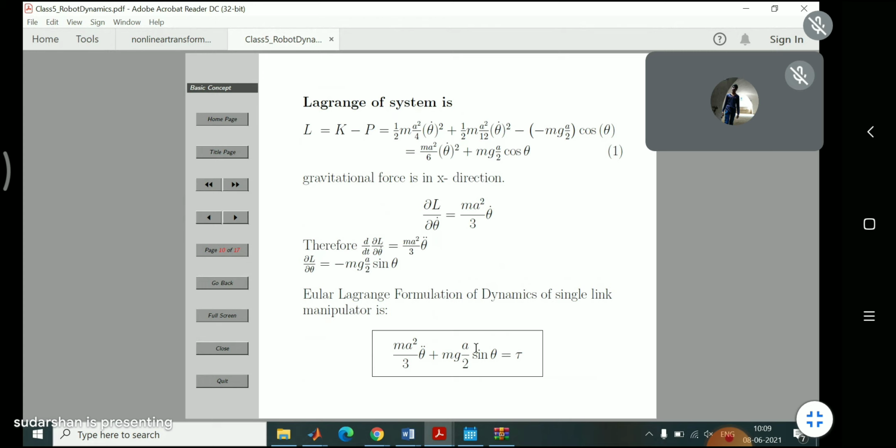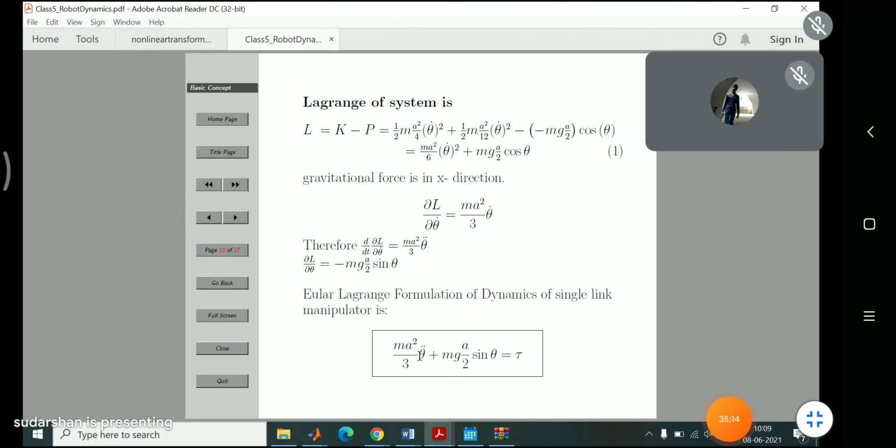So the final dynamic model of the single link manipulator will be ma square by 3 theta double dot plus mg a by 2 sin theta is equal to applied torque. Any questions?